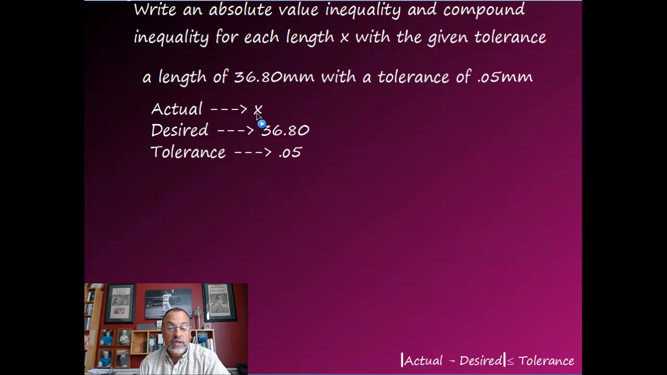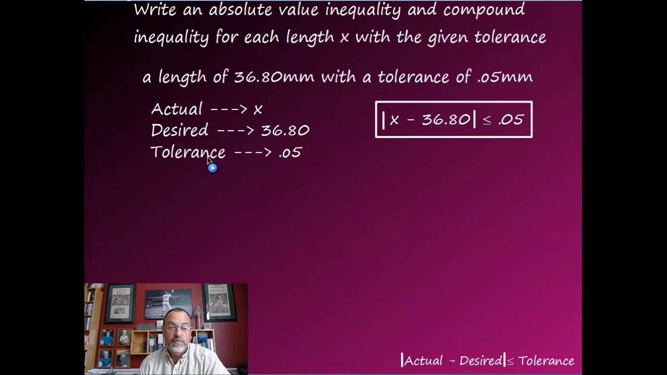So the actual, as I said before, is going to be x. It's always going to be the variable in your absolute value inequality. Your desired is 36.8, and you have a tolerance of 0.05. So simply plugging those values in, we have our absolute value inequality. We've answered this part of the question by just substituting those values in. So x minus our desired measurement needs to be less than or equal to 0.05. Now, that's only part of it.